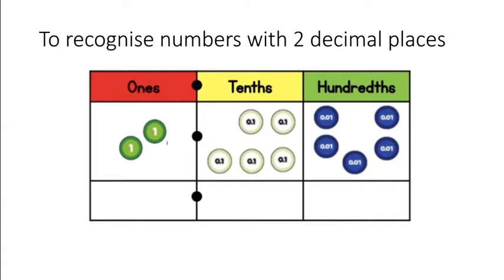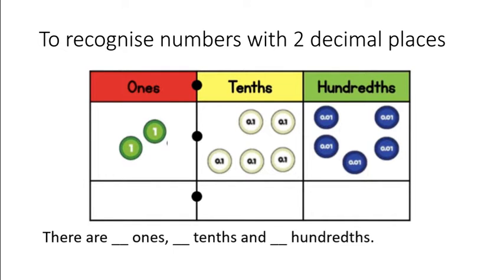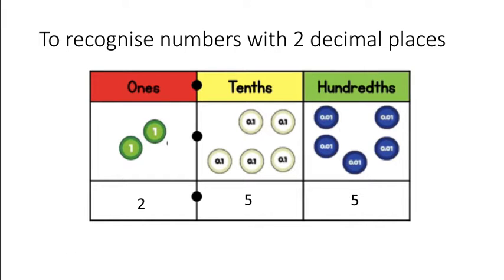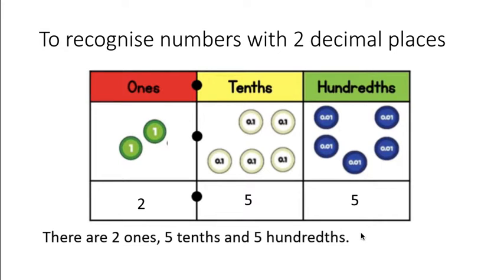Okay, let's recap session 1 then, which was to recognise decimal numbers with 2 decimal places. Can you use the stem sentences and can you complete them? Pause the video, off you go. Okay, let's have a look together. There are 2 ones, there are 5 tenths, and there are 5 hundredths. The number is 2.55. Well done if you got that correct.